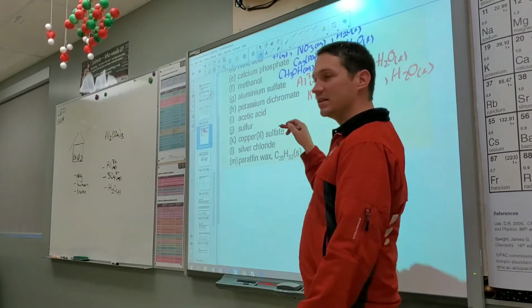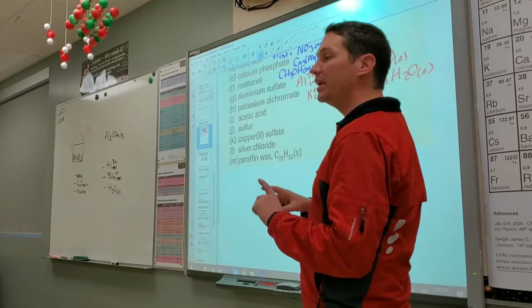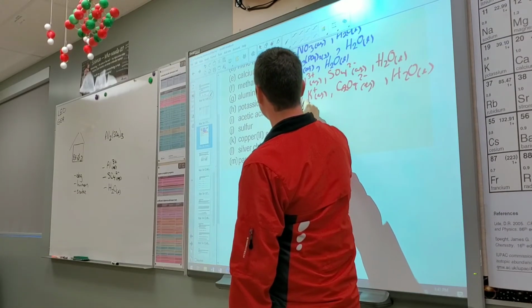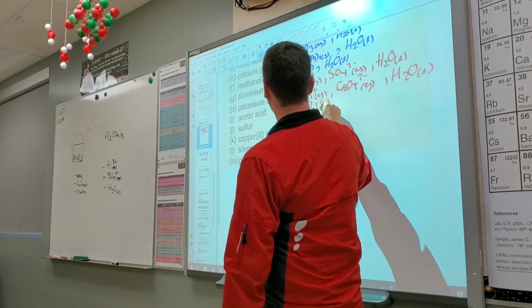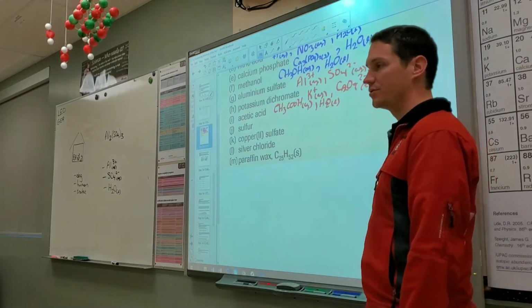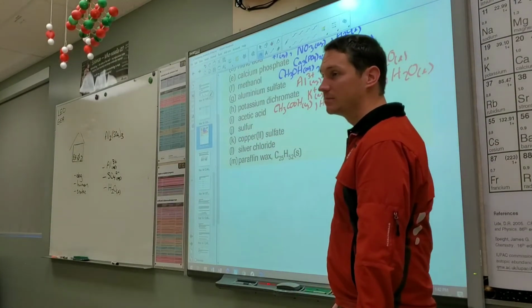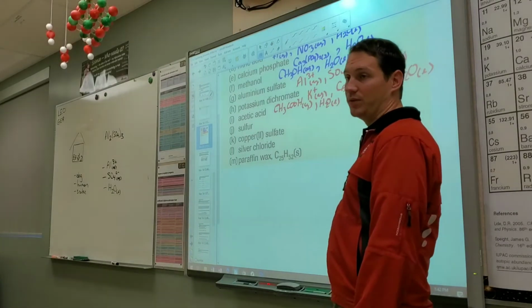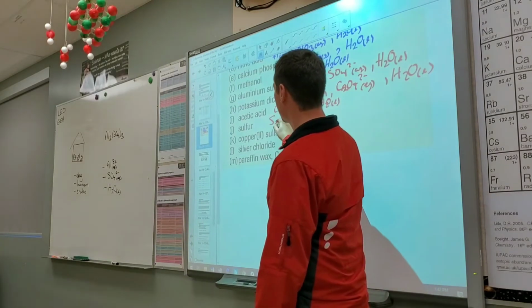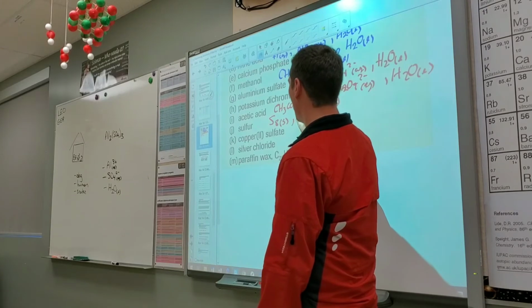Okay, acetic acid. Is it going to split up? No, it's a weak acid. So CH3COOH aqueous. And we're going to get water. Sulfur. It's an element, right? So it's just going to be S8 solid, plus water.